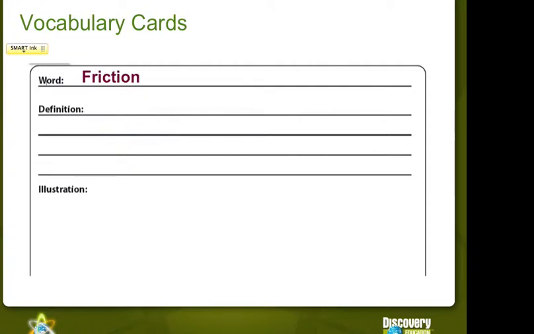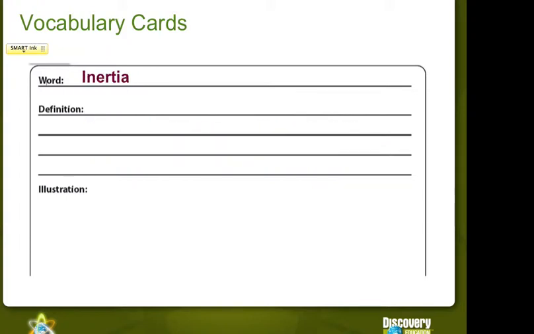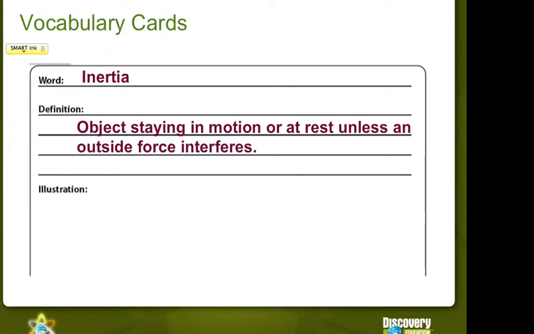Next, we have friction. Make sure you're writing the words down here in this space also for every single one, because when I put your books together, these may get a little cut off, and I want to make sure you're still able to see the word. Friction is rubbing together of objects or surfaces, and it causes objects to slow down. Inertia. The definition of inertia is objects staying in motion or at rest unless an outside force interferes. Notice that also sounds like Newton's first law of motion, which is also called the law of inertia.